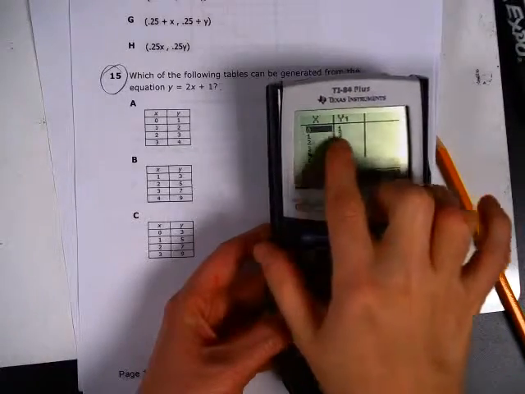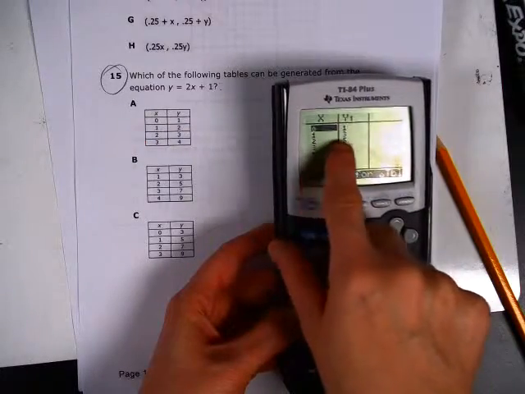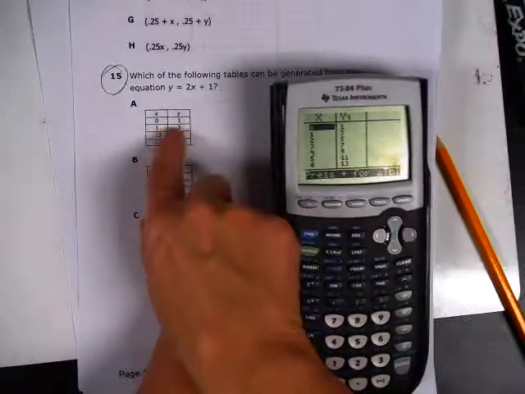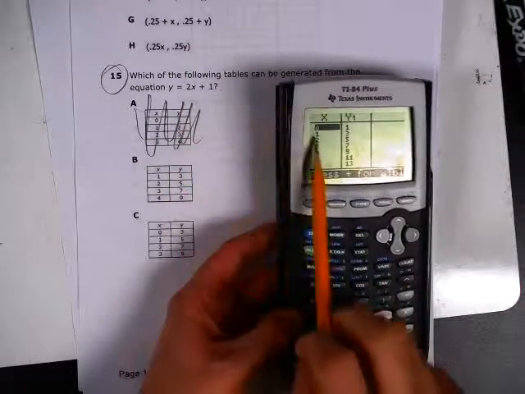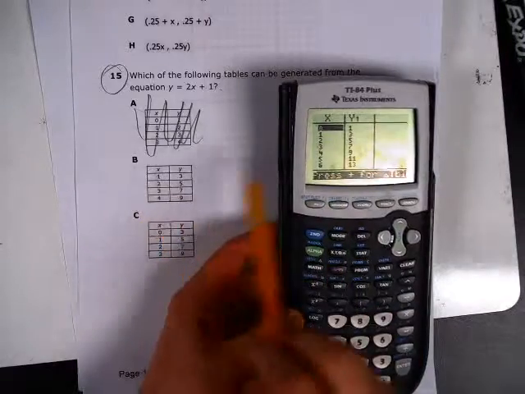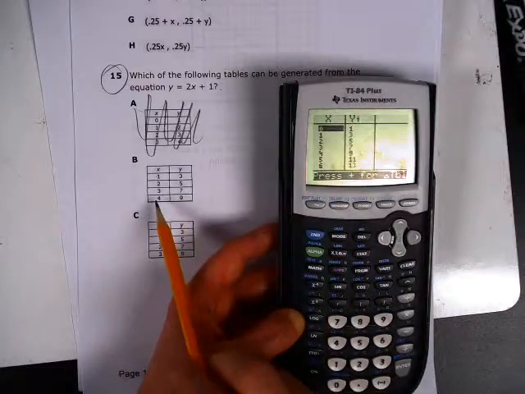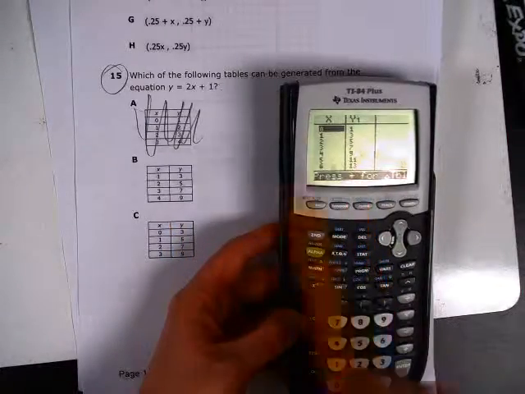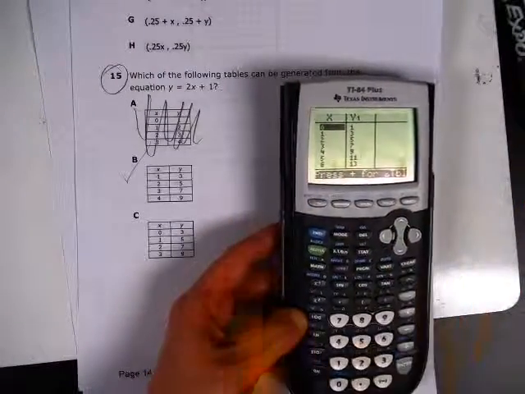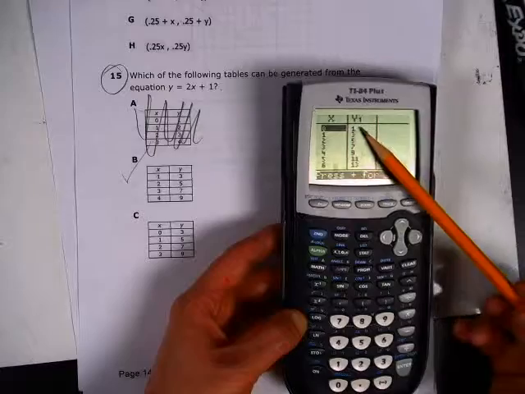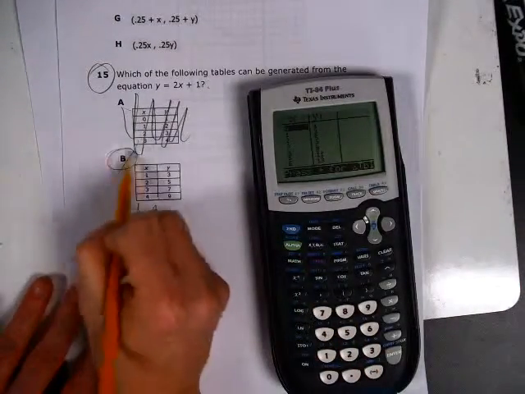So 0 should be 1. 0 should be 1. Ooh, that's nice. 1 should have a 3 next to it. Oh, 1 doesn't have a 3 next to it, so this isn't the answer. Alright? 1 should have a 3. 2 should have a 5. Yep. 3 should have a 7. 4 should have a 9. This one's looking really good. It matches my table perfectly. Now let's go down here. 0. Oh, that's not a 3, so that can't be the answer. So my answer is B.